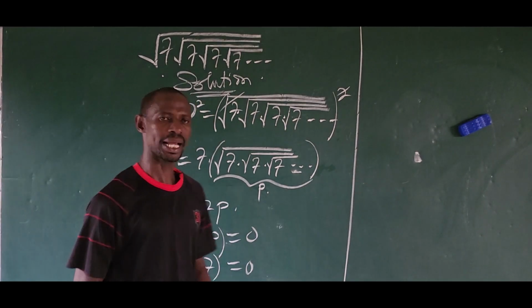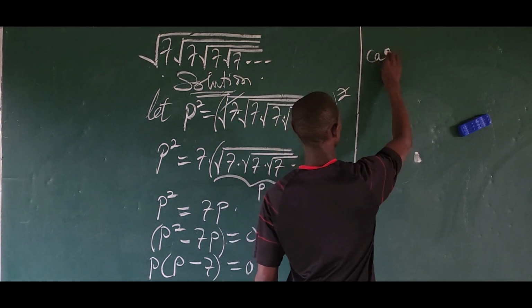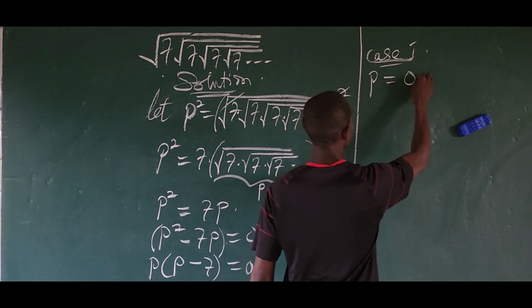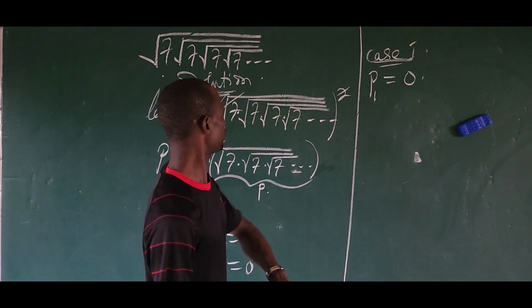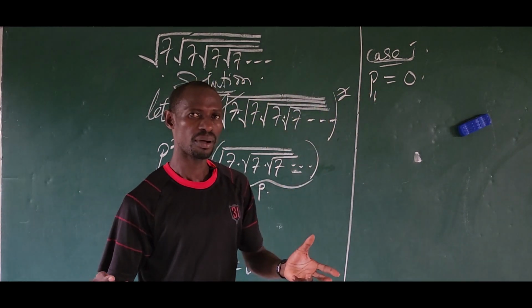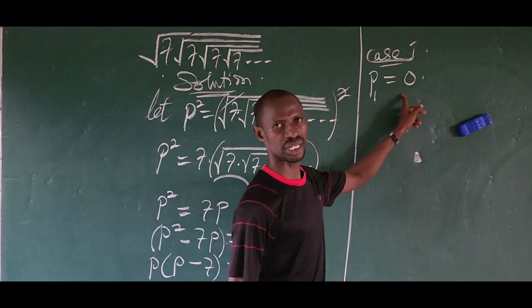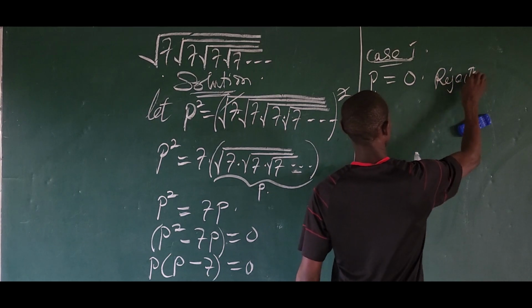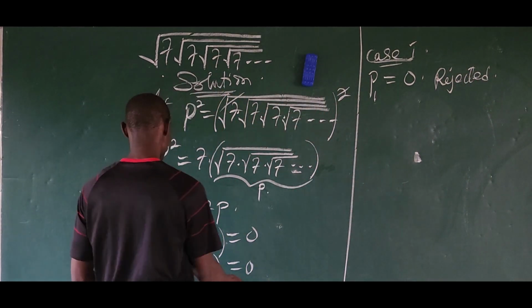Here we apply the zero product rule. We equate this to 0. So we're going to have our case 1, where p is equal to 0. Now, let's take a look at the expression we have here. This expression cannot converge to 0. So since it cannot converge to 0, p cannot be equal to 0. So this solution is rejected.